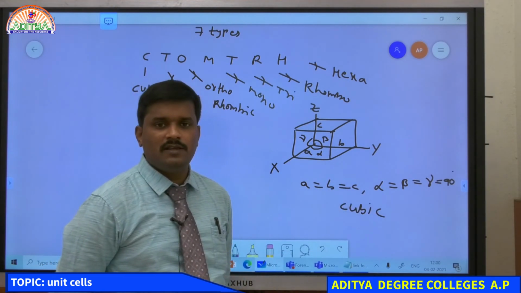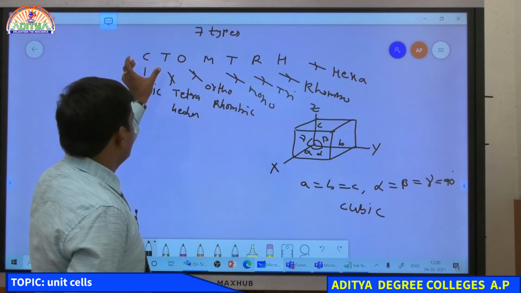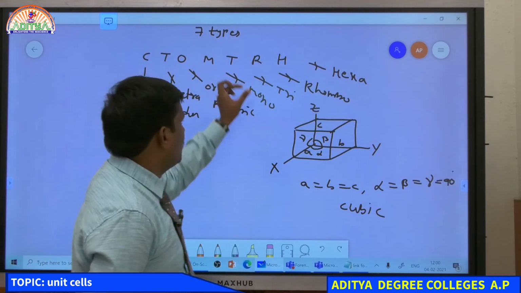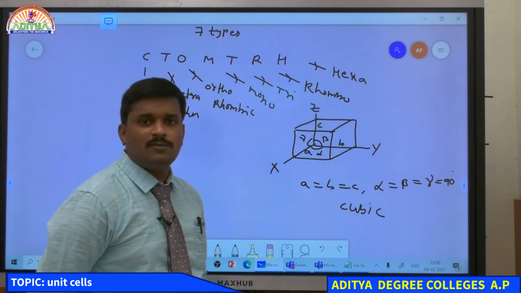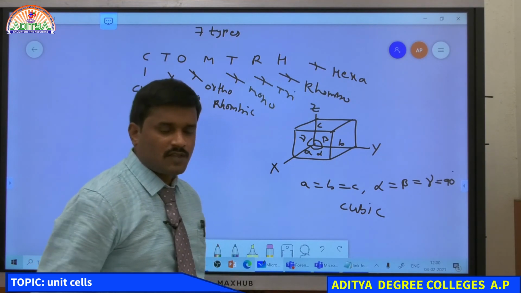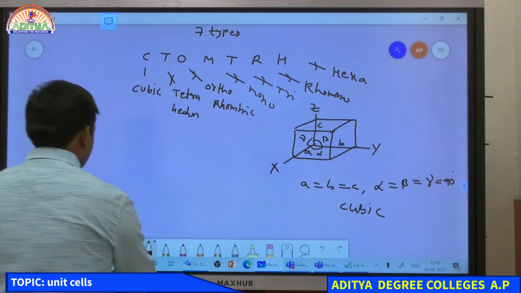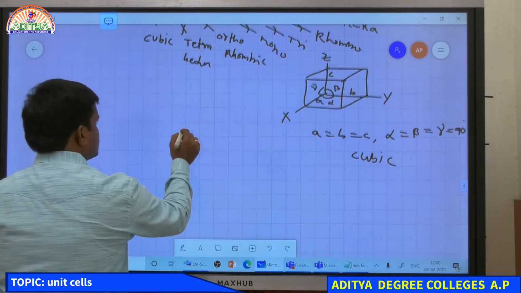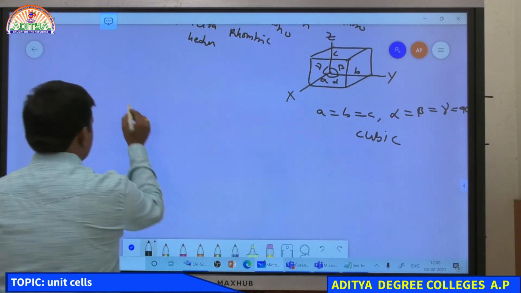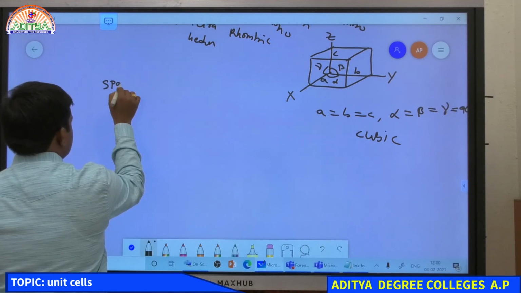So these are simply remembered by using a code, CTOMTRH. So this is all about types of crystals. Now the next topic, space lattice.